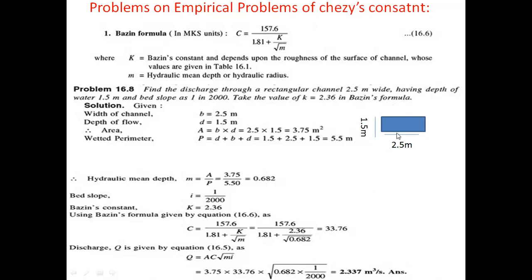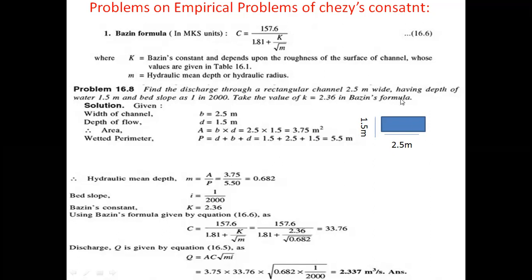Now find the area of the channel. Area equals B into D. B equals 2.5 into D, the D value is 1.5. 3.75 square meters. The area value comes out to 3.75.